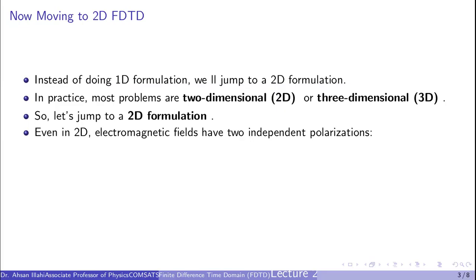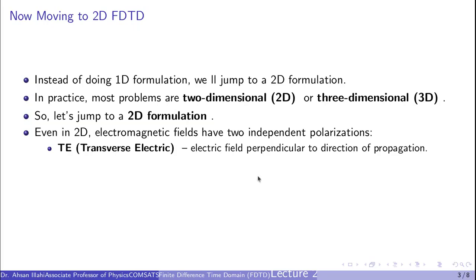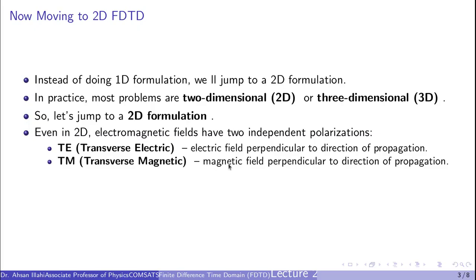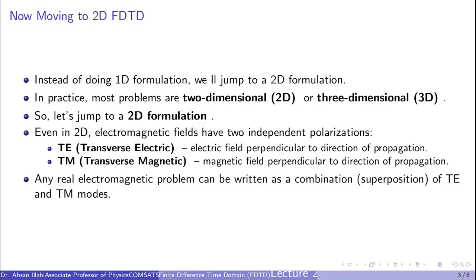Now, even in 2D, electromagnetic fields can behave in two different modes depending on how the fields are oriented. These modes are called polarizations. TE, or transverse electric: the electric field is perpendicular to the direction of wave propagation. TM, transverse magnetic: the magnetic field is perpendicular to the direction of propagation. These two polarizations are not just theory, they are extremely practical. In fact, any real electromagnetic simulation can be expressed as a combination of TE and TM modes. If you master these two modes in 2D, you can model almost any wave behavior. In this lecture, we will start with TE polarization, derive its Maxwell equations, and then construct the famous Yee cell for the 2D case. Let's move ahead.